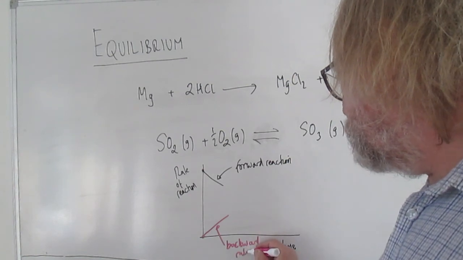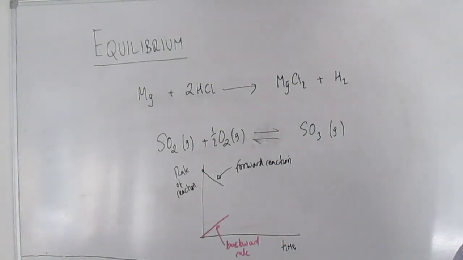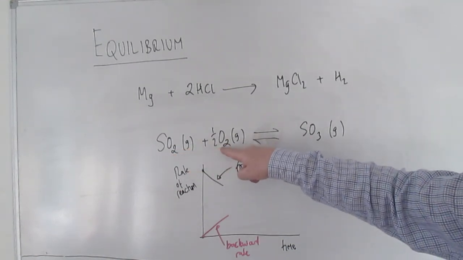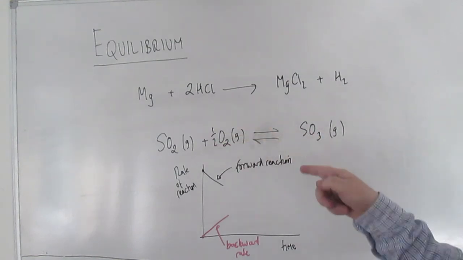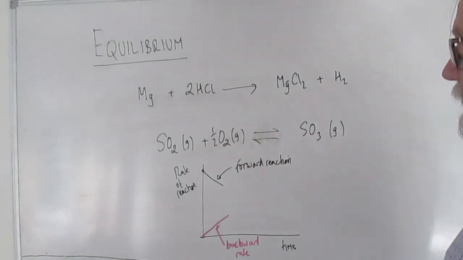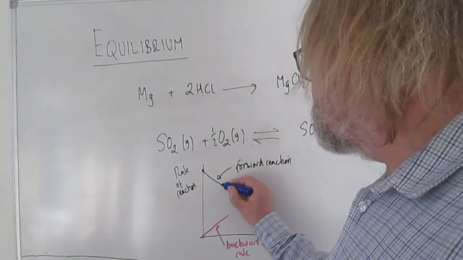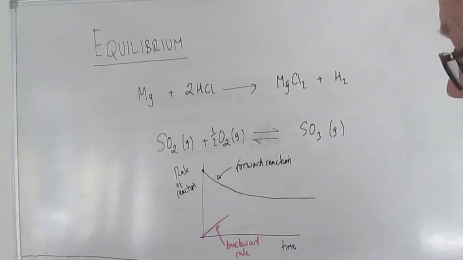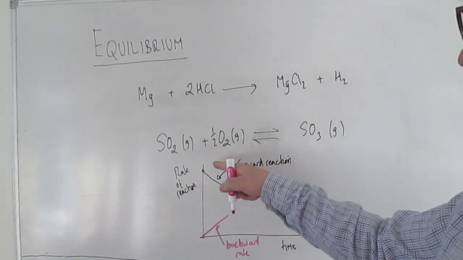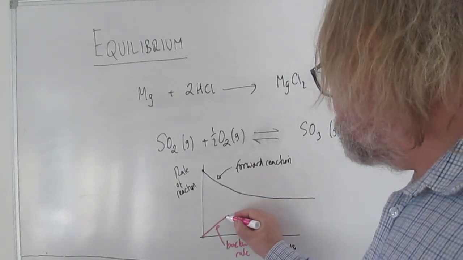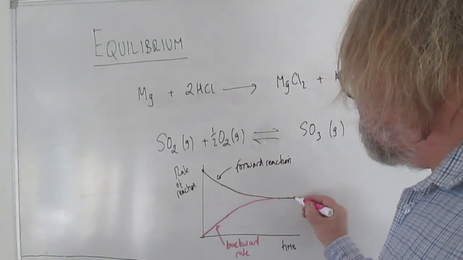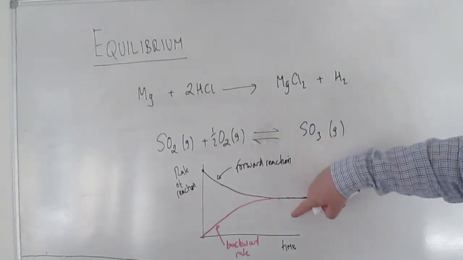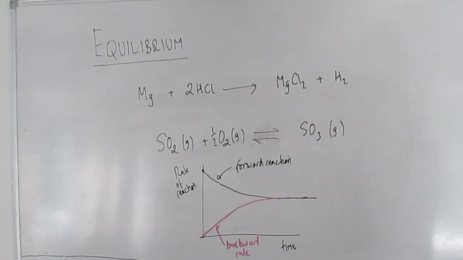And what happens is that that process continues, so the forward rate gets less and less as these things are used up, and the backward rate increases as more SO3 accumulates, and eventually the two rates become the same. And you get a situation that looks like this, where the forward reaction settles down to a level like that, which is exactly matched by the back reaction. And at that point, the rate of the forward reaction is the same as the rate of the back reaction.